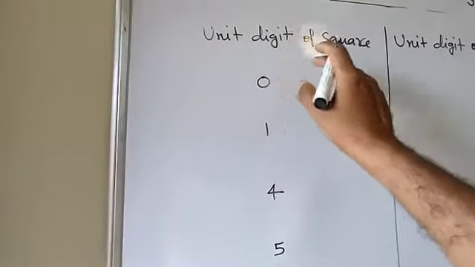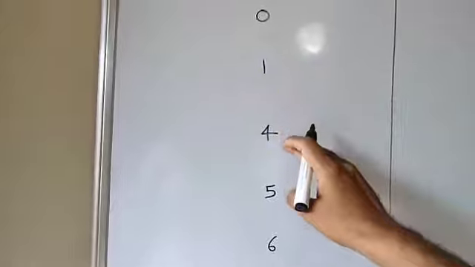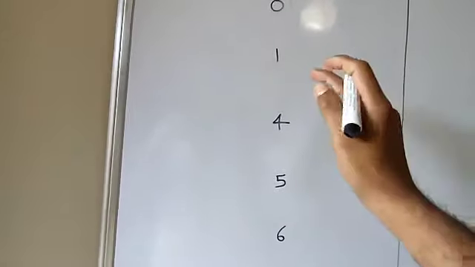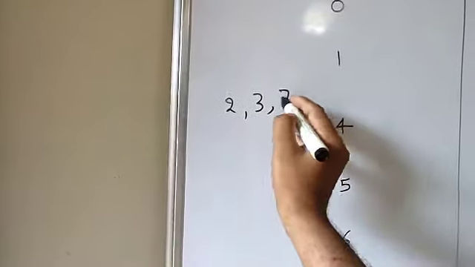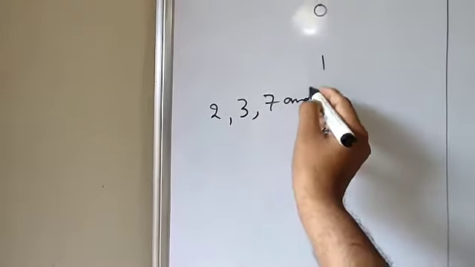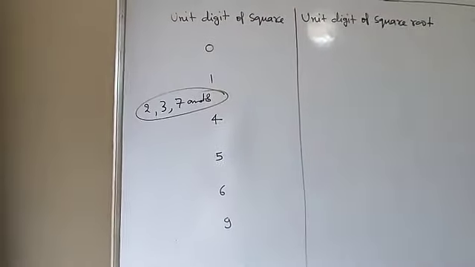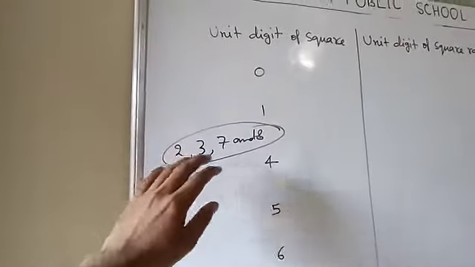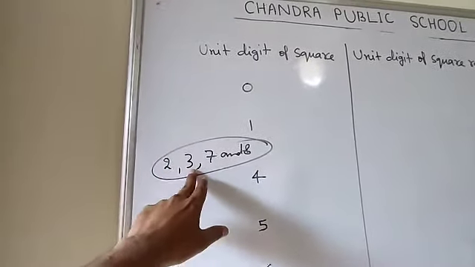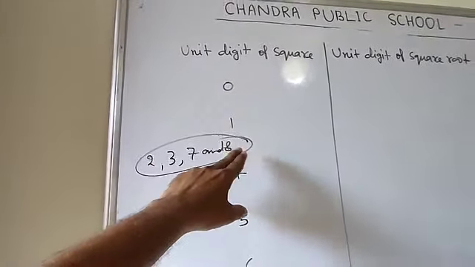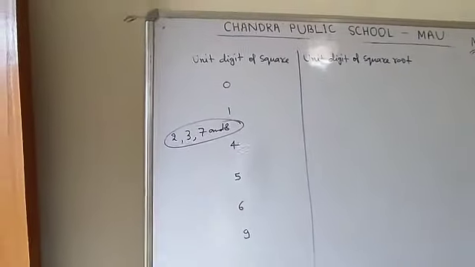Here I have written the unit digits of perfect square numbers: 0, 1, 4, 5, 6, 9. I have not written 2, 3, 7 and 8. What is the reason? The reason is that a number having unit digit 2, 3, 7 or 8 will not be a perfect square number, so its square root will not be an integer.